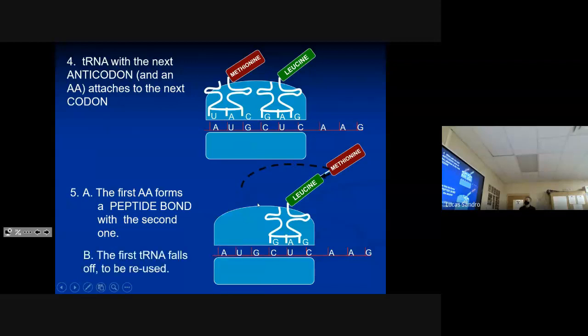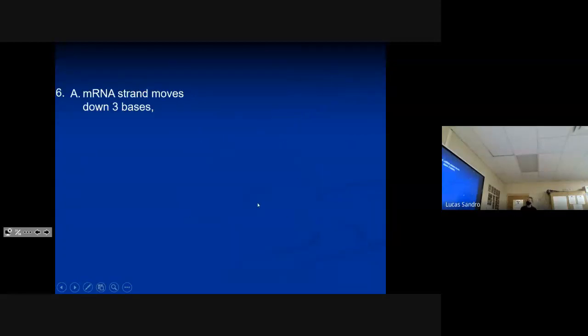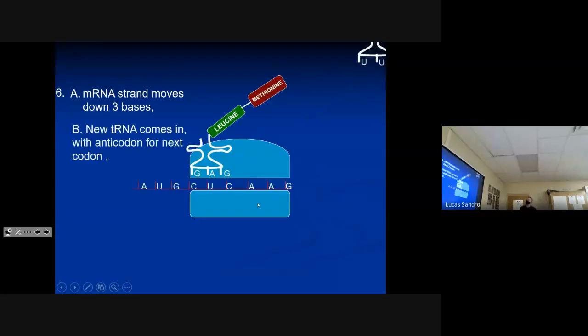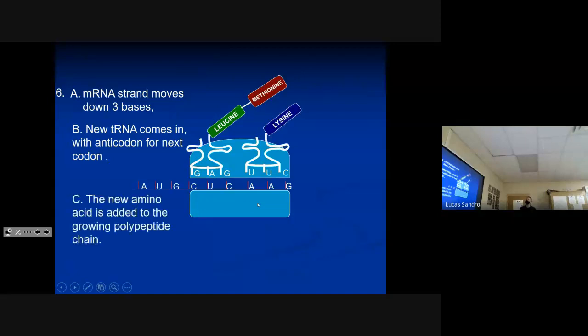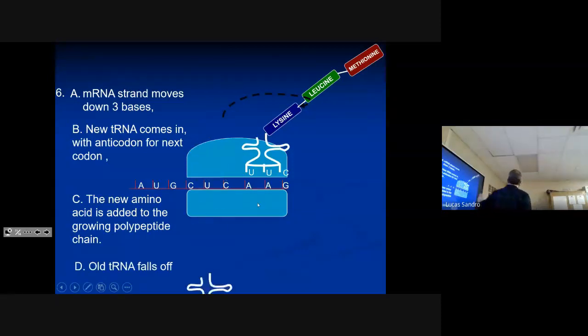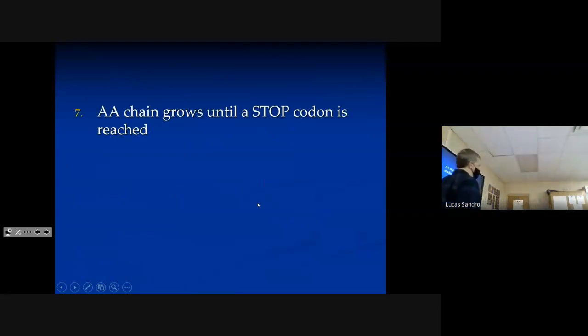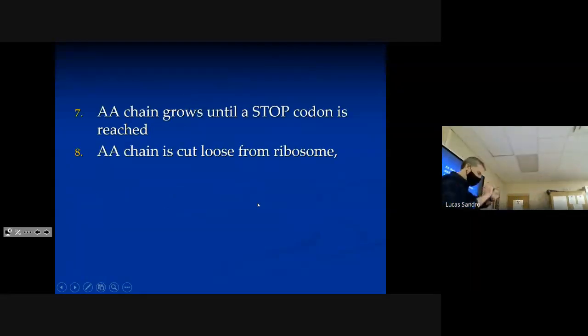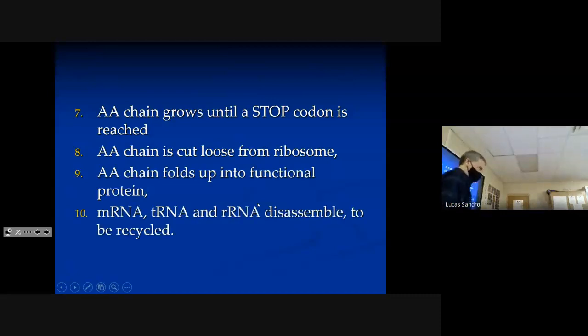In the next case, after the tRNA falls off and the thing slides down 3 bases, the old chain, this is going to keep happening, the old chain gets stuck onto the new amino acid, and boom. That all goes on until we hit one of those 3 stop codons, in which case everything kind of gets snipped apart. The amino acid chain folds up into a protein that can do a job because of its shape, and everything else gets recycled. Questions? That is the central part of this chapter.